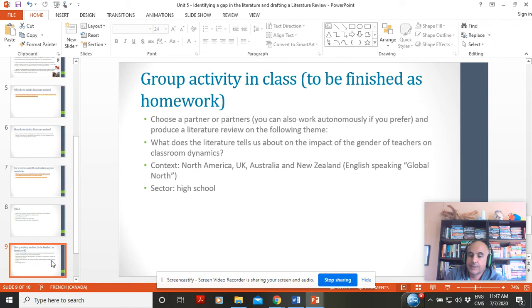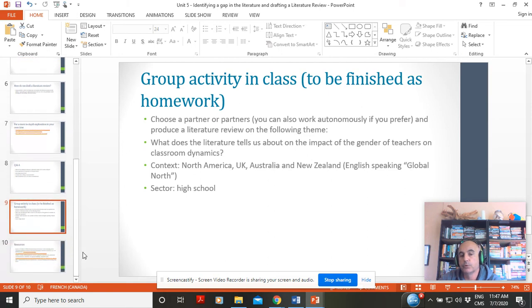And again, it's risk-free, right? You're not assessed on this. You're just going to get feedback. So why not do it and then use it? And then your own lit review will be all the more perfect for it.